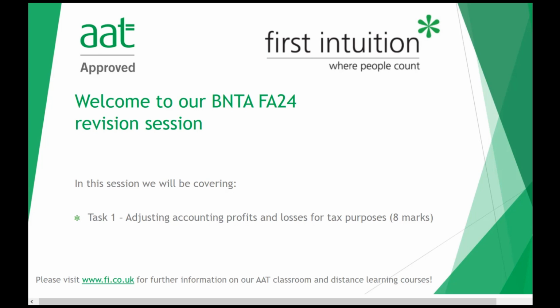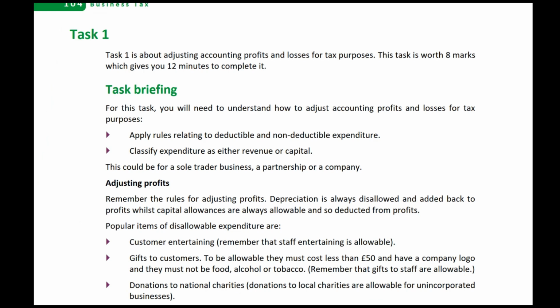So we're looking here at Finance Act of 2024 and our first session is going to cover task number 1 on adjusting accounting profits and losses for tax purposes. One of the things that I really like about the AAT assessments is the predictability. We know that task number 1 is always going to test adjusting accounting profits and losses. So what do we actually mean by that?